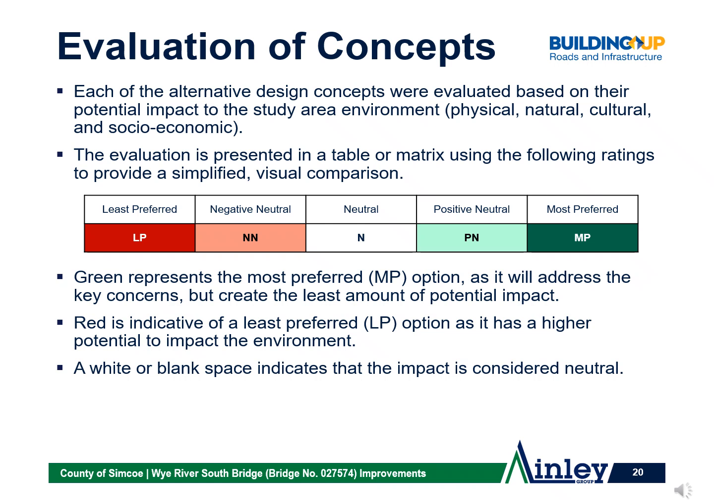A green color is used to represent where an alternative is preferred as it addresses the criteria and/or has a positive impact. A red color is indicative of an alternative being less preferred as it does not address the criteria or has a negative impact. White is used to represent a neutral impact.